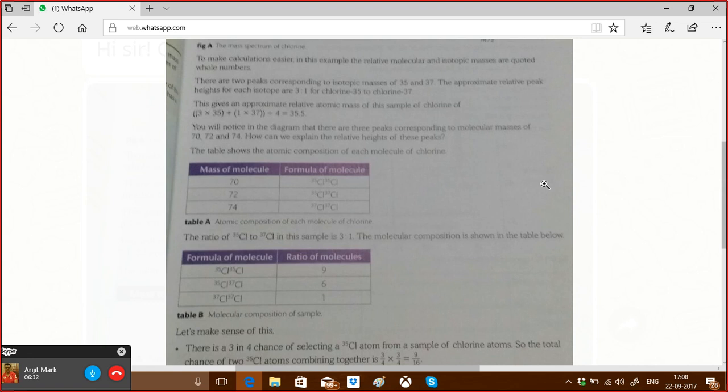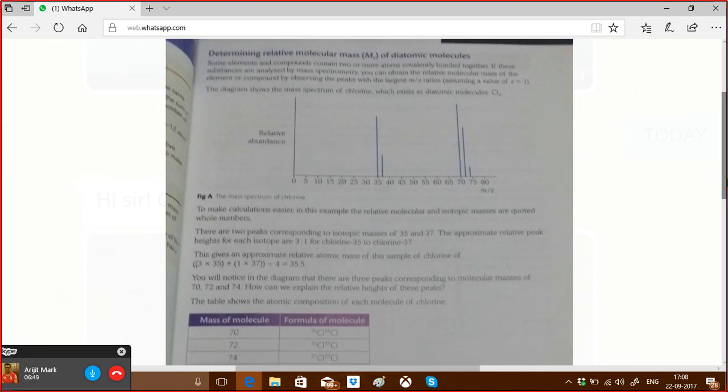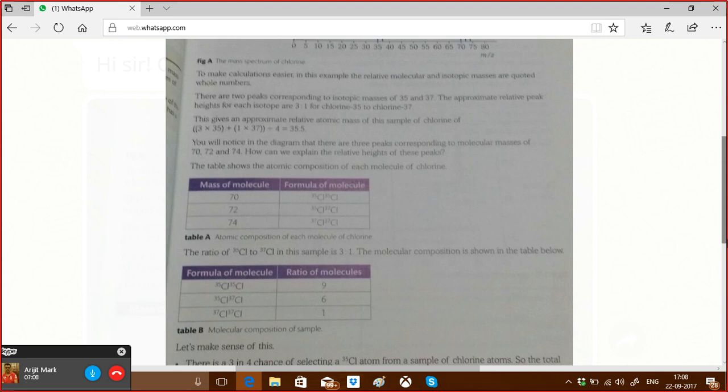I'll notice in the diagram of the three peaks corresponding to the molecular mass of 70, 72, 74. So, ratio, okay, in which diagram they are talking about? Give me a second. 74, 70, 70, 72, 74. Okay, so their relative molecular mass ratio 3:1. So they are also giving that the ratio of 70, 72, 74. Yes.